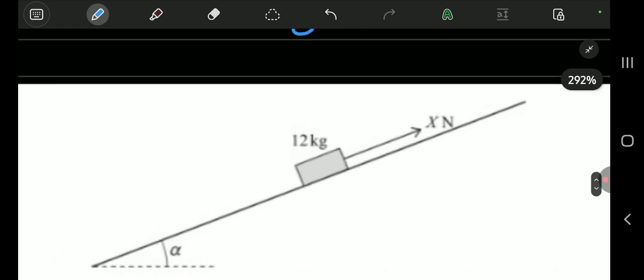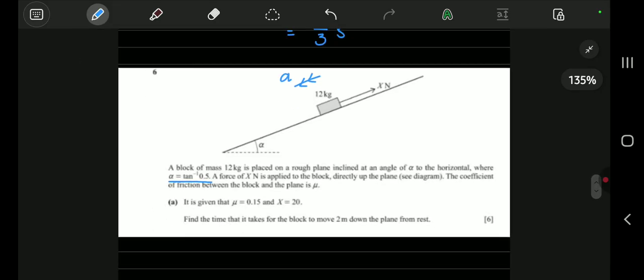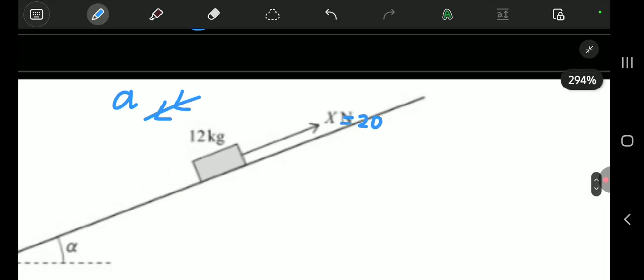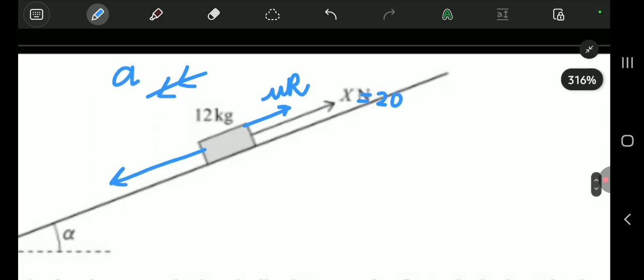So now they are talking about the journey in which the block will move downwards. When it moves downward, the component of the weight is more than x, so it will move downwards. x here is 20. It will move down, so there will be mu R in the backwards direction. Now resolve the weight.